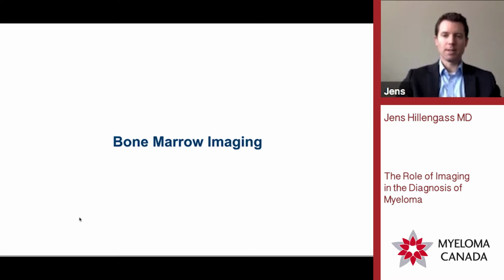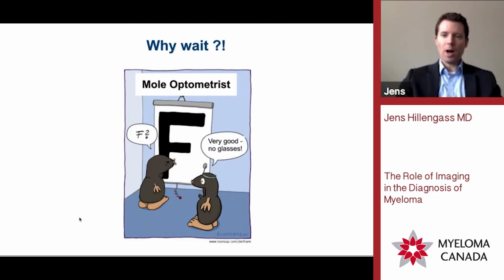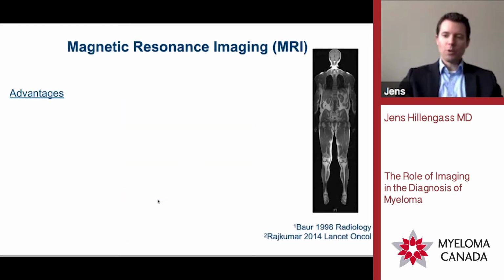I mentioned that the bone is one part we can image, but we can also image the bone marrow where the actual disease takes place. And I think, why should we wait until we see changes in the bone when we can look in the bone marrow? So you see, to see this is okay for a mole, but not okay for us, for hematologists and radiologists.